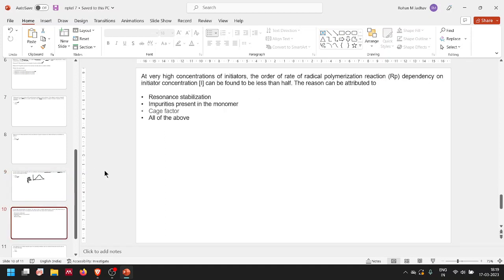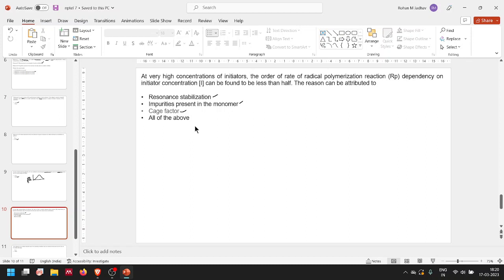Moving on to the next question. At very high concentrations of initiators, the order of rate of radical polymerization reaction, Rp, in its dependency on the initiator concentration, I, can be found to be less than half. The reason can be attributed to, we have three options here: resonance stabilization, impurities present in the monomer, and cage factor.